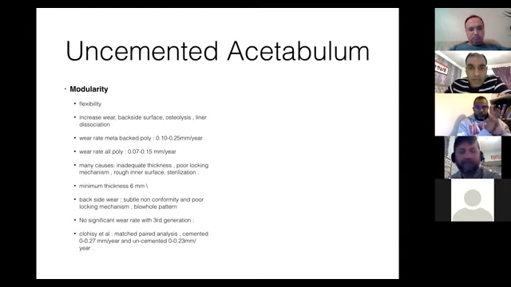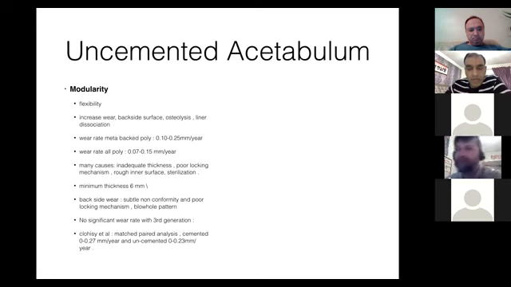Again, the modularity gives you flexibility as well, but there's a risk of increased wear, especially backside wear, when there are holes for the screws. You can have lysis at that level. Again, there should be a minimal thickness of the polyethylene. It should be 6 millimeters or more. If it's less than 6 millimeters, then it can have a catastrophic failure.